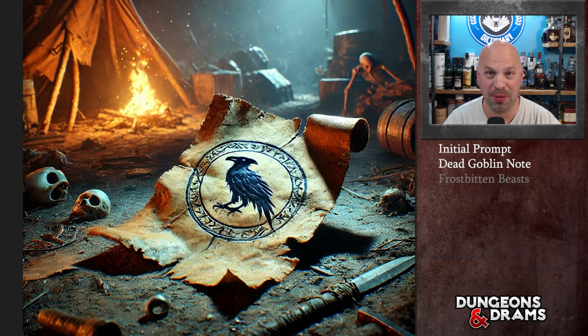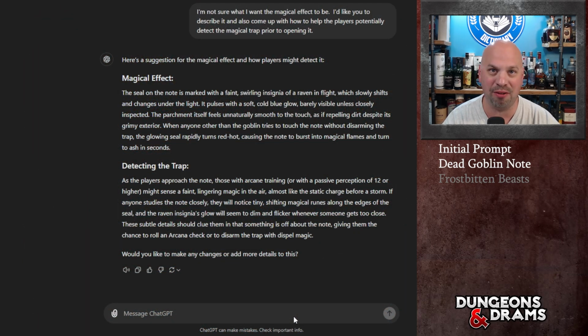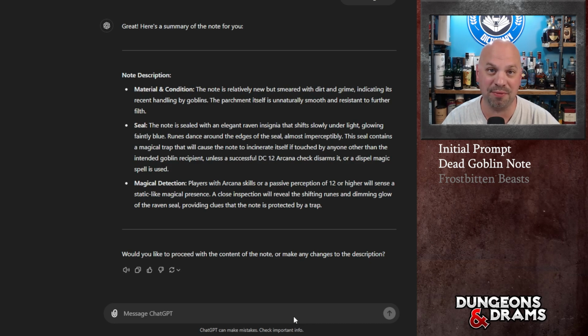What it gives me is a little bit long, but basically there are some ravens on it. If you look close enough, they're moving. If you are trained in magic or arcana or whatever, then you might be able to see this, or if you have a high enough passive perception. So we'll just leave this here and continue on with generating the book. It gives a synopsis of the description of the physical note and then asks me to continue with the content.